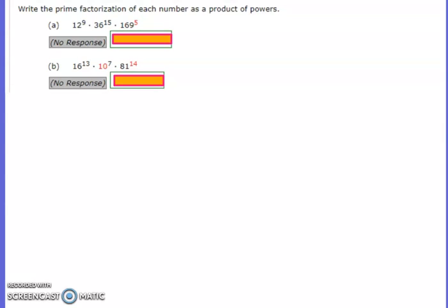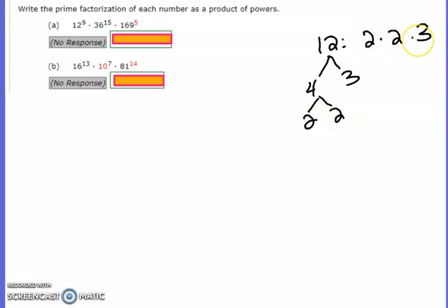All right, when you're working one of these problems, it says write the prime factorization. So, starting at the basics, if I had 12, remember prime numbers. If you want to do the tree method, you break it down like 4 times 3, and 4 goes to 2 times 2. So 12 is the same as 2 times 2 times 3, and notice these are prime numbers.